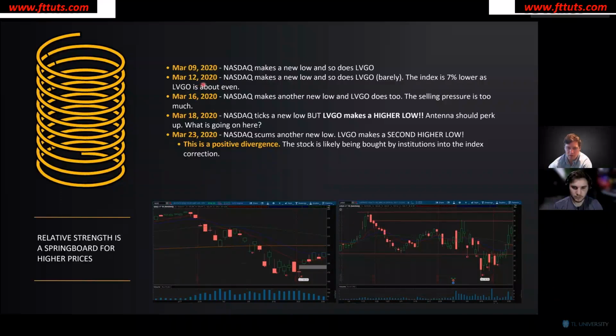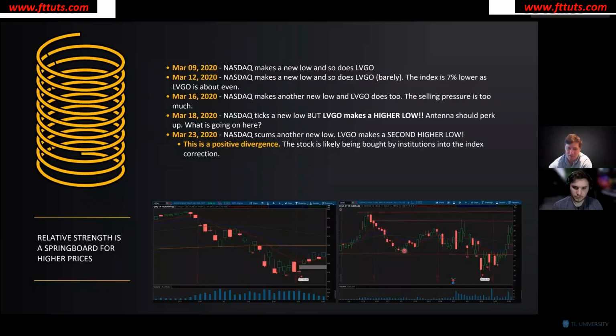Then on March 12th, point B, the NASDAQ makes another new low, and so does Livongo. But if you look at the low in the NASDAQ, it's a little bit different than Livongo. Livongo actually closes above that low, and definitely shows relative strength. So at this point, I'm realizing there could be something here. This thing's really bucking the trend. NASDAQ: lower low, lower high, lower low. Livongo's almost just trading flat. That's a pretty positive sign.